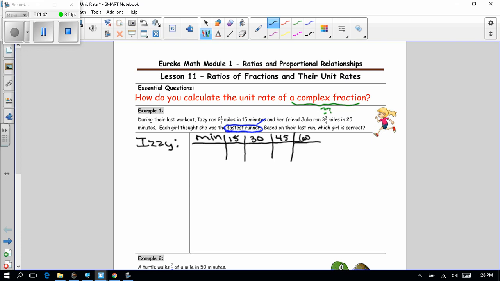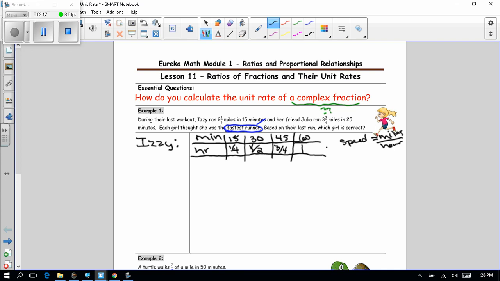But you know what? When we keep track of speed, speed is usually measured in miles per hour. So how much time is this? 15 minutes is a quarter of an hour. 30 minutes is a half an hour. 45 minutes is 3/4 of an hour. 60 minutes is 1 whole hour, and so on.